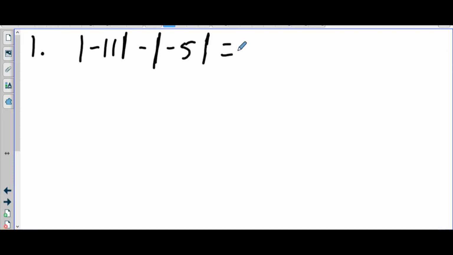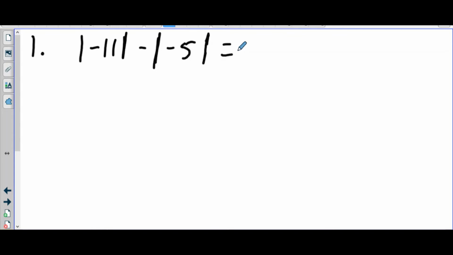Okay, so I have my scratch paper here, and the first thing I'm going to do is just write down the problem exactly as it's written. So question 1, I have the absolute value of -11 minus the absolute value of -5 equals something. Okay, let's go ahead and evaluate this.